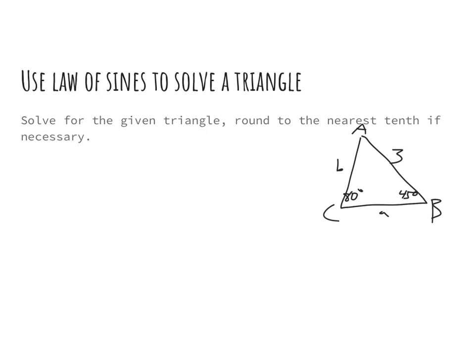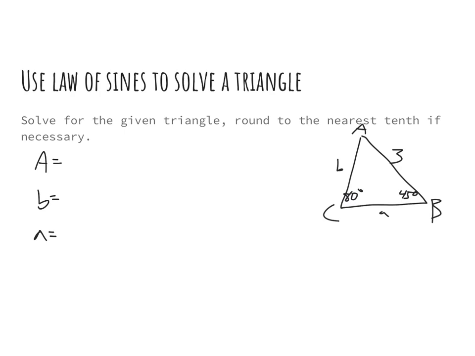So here we have a triangle, and we're asked to solve it. We're going to round to the nearest tenth if necessary. You'll notice we are given angle C, angle B, and side C. So the pieces that we're missing are angle A, side B, and side A.